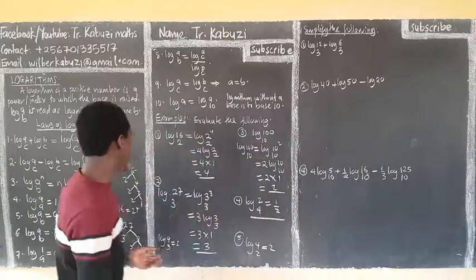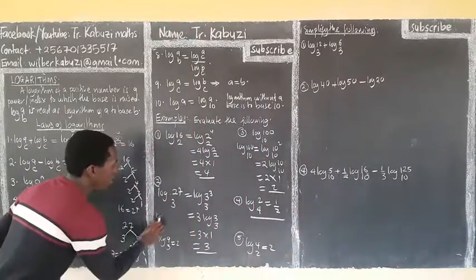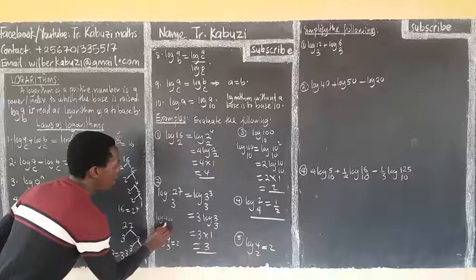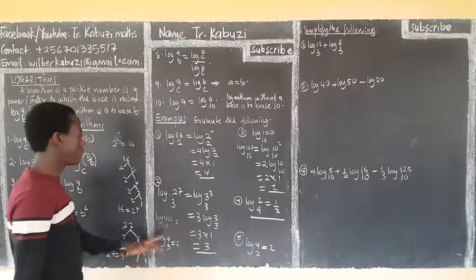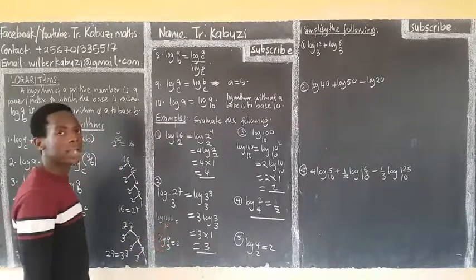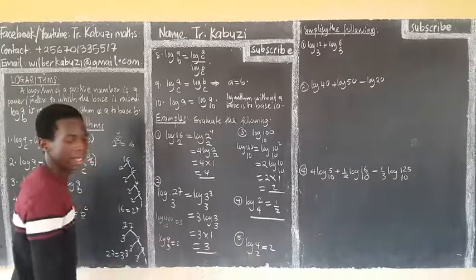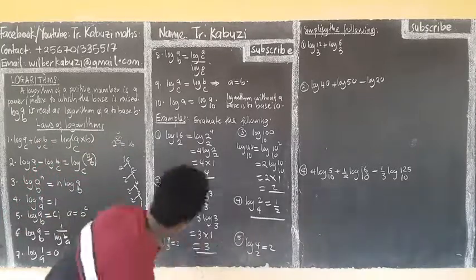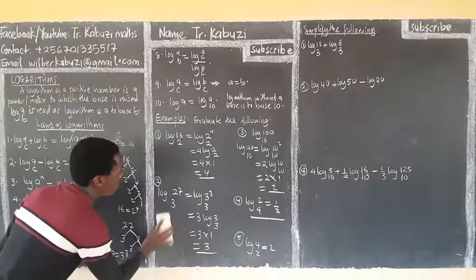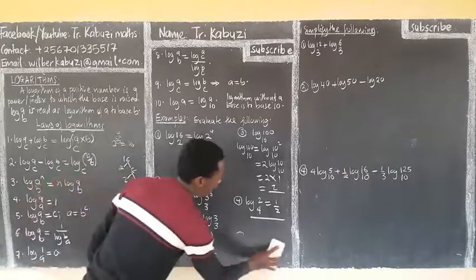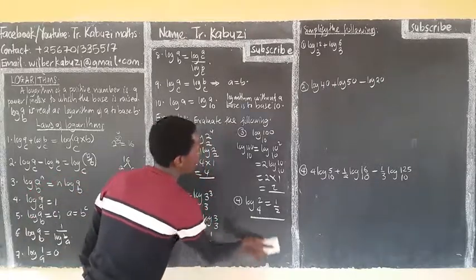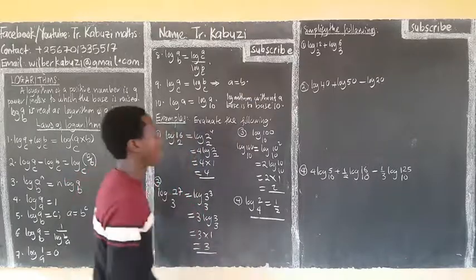You can try out this log 1000, base 10. Which power should you raise 10 to get 1000? You see that the answer will be 3. So you can do those numbers in one step. So try out that idea. You will see that life will be very, very easy.